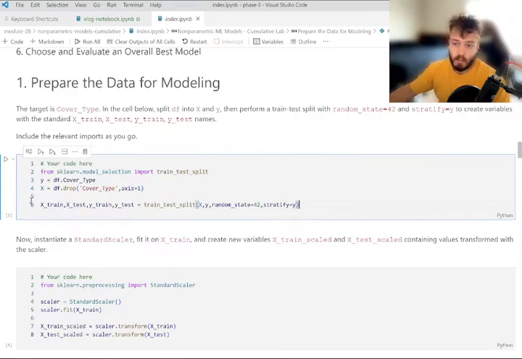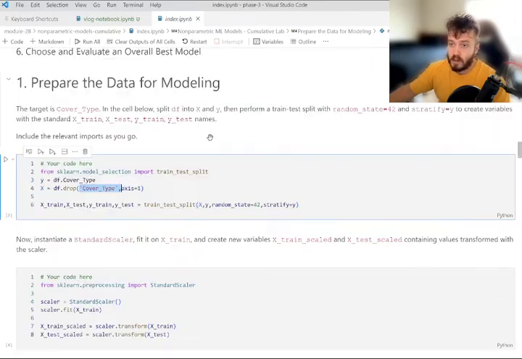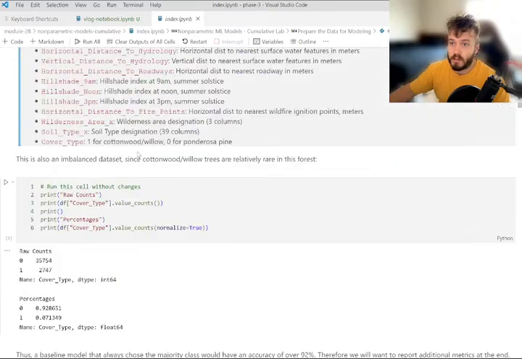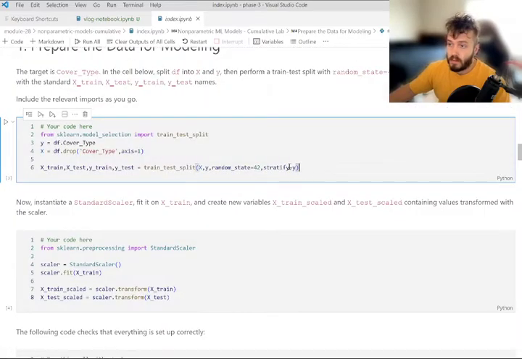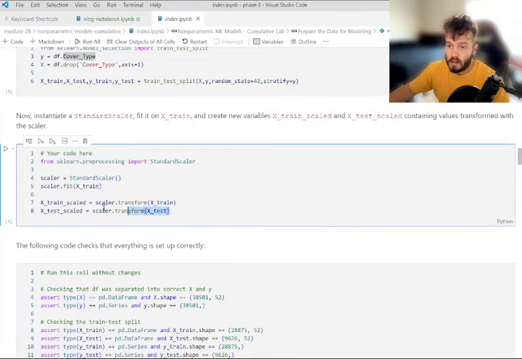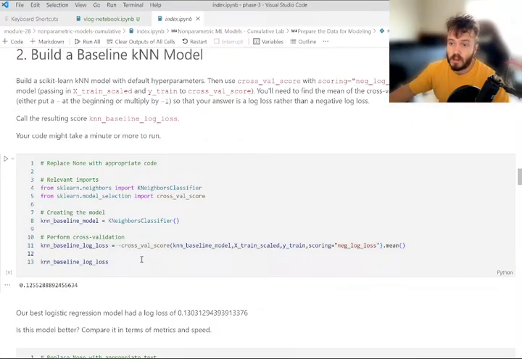Anyway, prepare your data for modeling. We import some CSV file somewhere up here, split it into your predictors and your target column, do your train test split, and scale the data to see if that does anything useful.